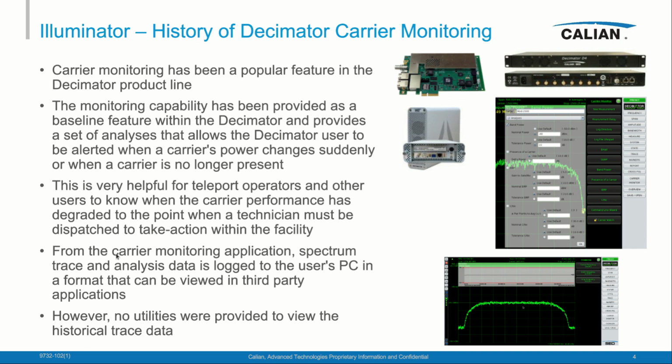From the carrier monitoring application, spectrum trace and analysis data is logged to the user's PC in a format that can be viewed by third-party applications. However, there were no utilities provided to view the historical trace data, and you can see that here with the old Decimator 3.